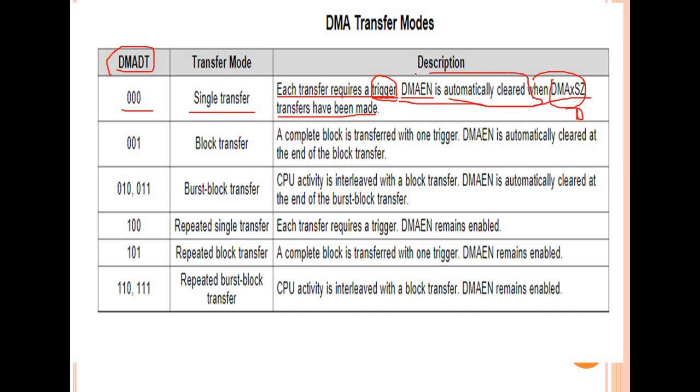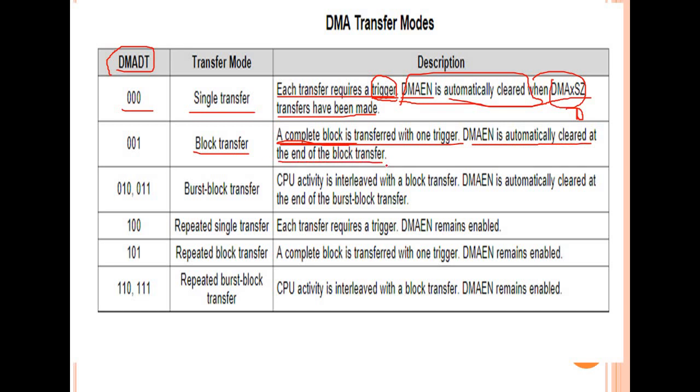The next one is block transfer. In block transfer, a complete block is transferred with one trigger. With one trigger, a complete block of data is transferred, not a single byte. A block of bytes is transferred. Here DMA enable is automatically cleared at the end of the block transfer.